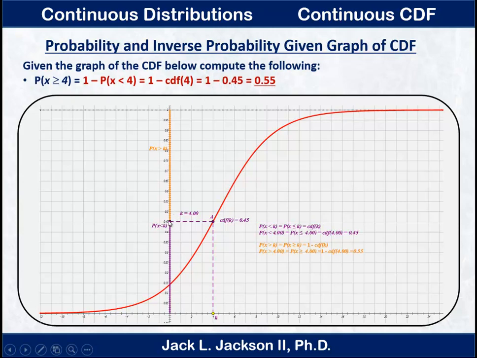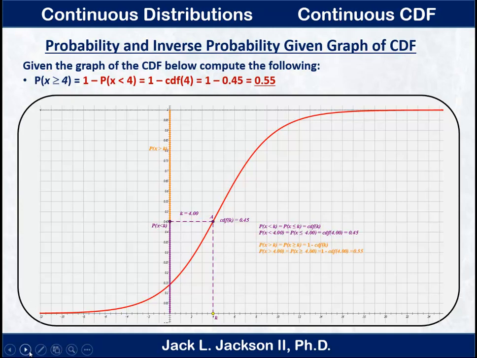We can see the value we're looking for is this orange distance. The purple distance from here to here is the probability that x is to the left of this value, which is the same as just this y-coordinate right here on the graph, above x is 4. And that is 0.45. The remaining probability to get you up to 1 is 1 minus that, which is 0.55. So the probability we're looking for is 0.55.